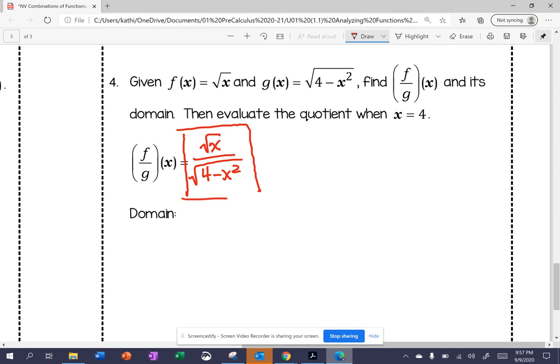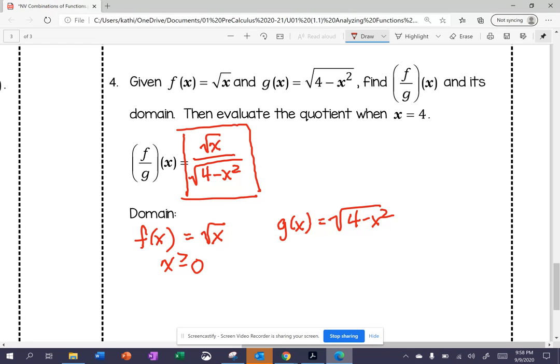Okay, my domain. For f of x, which is the square root of x, the radicand has to be greater than or equal to 0. So x is greater than or equal to 0. For g of x, which is the square root of 4 minus x squared, again, the radicand has to be greater than or equal to 0. So 4 minus x squared is greater than or equal to 0.